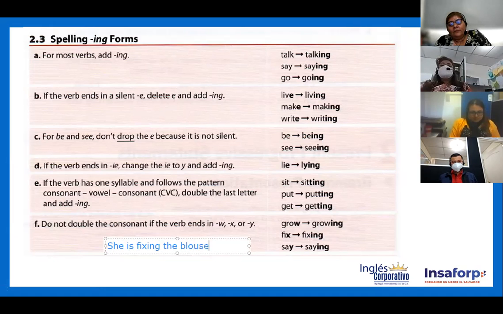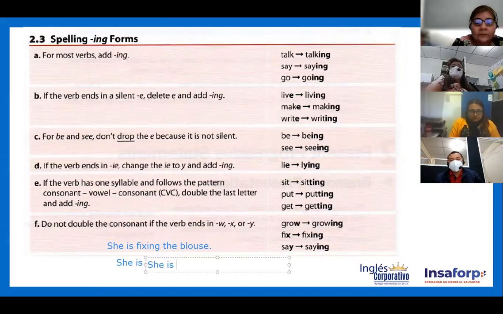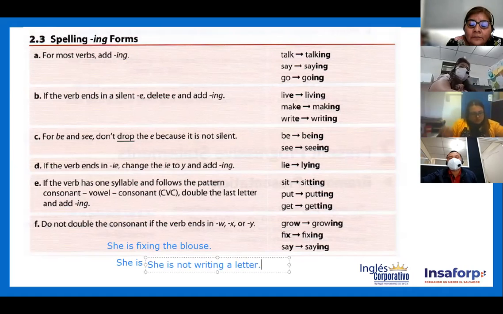Okay, what about another, Josue? Can you say a sentence using the verb write, for example? El verbo escribir, write. A sentence. Hagámoslo en negativo, Josue. Negative sentence. She's. She is. ¿Con cuál verbo me dijo? Perdón. El verbo write. Escribir. She is. Negativa. Write. She is not writing a letter. Okay, very good, Josue. Thank you.